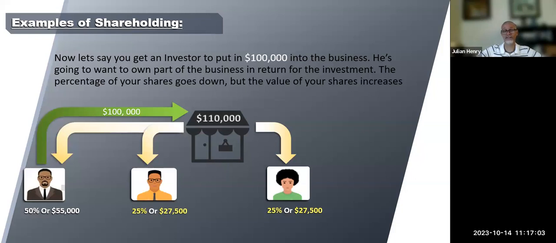And you might say to yourself, I don't want to lose my shareholding and go down to 25%. But think carefully. As a 25% shareholder, your net worth is now $27,500 because of the investor's contribution. So now you are part owner of a much more valuable business enterprise. And that's how investors work.